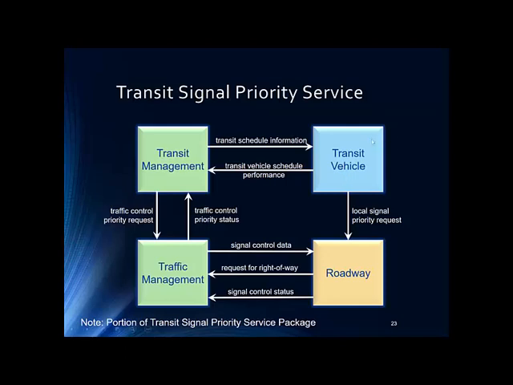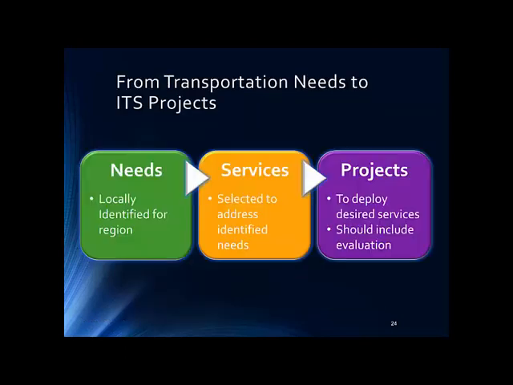So the vehicle itself is part of this, the transit management system, which then talks to the traffic management system, which controls the signals, and that then connects to the roadway itself that has the devices, that has the actual signal heads that people react to. So again, the idea of the architecture is it helps you go from a need to services you identify through the architecture to actual projects you can deploy.